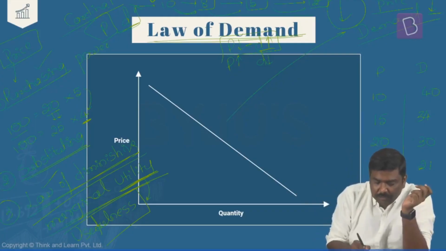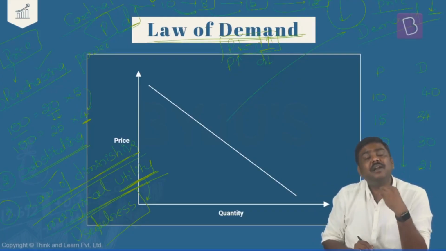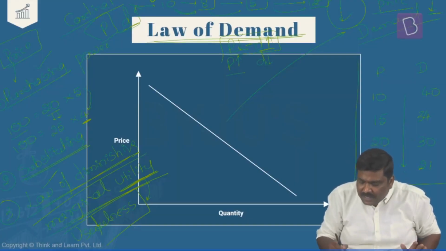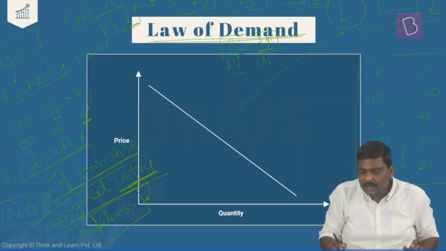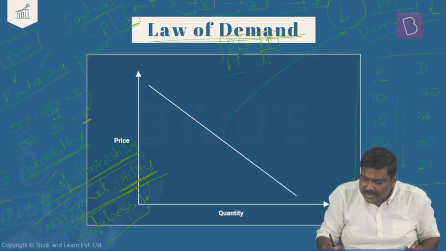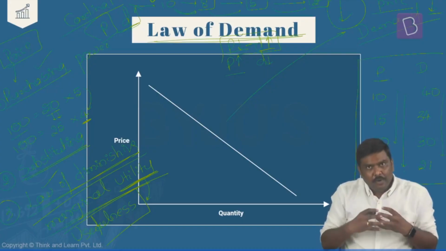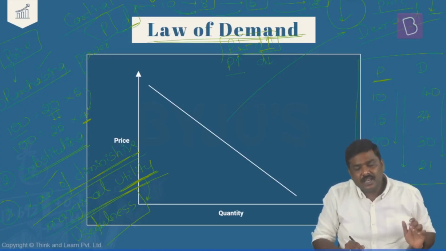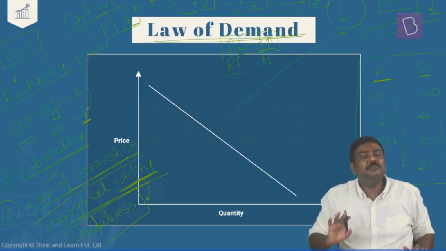So in case of law of demand, price falls, demand rises. Price rises, demand falls. And that is the precise reason I've written this particular table here. When the price is rising, demand is actually falling. So what I'm doing is, for a particular product, what is the price at different price levels? And what is the demand at different price levels?